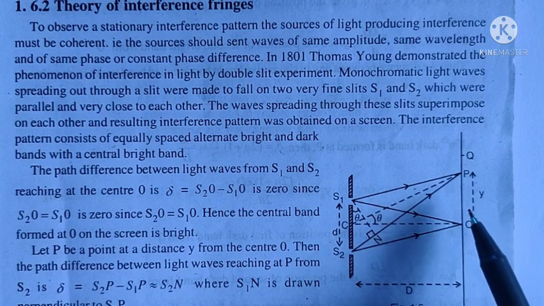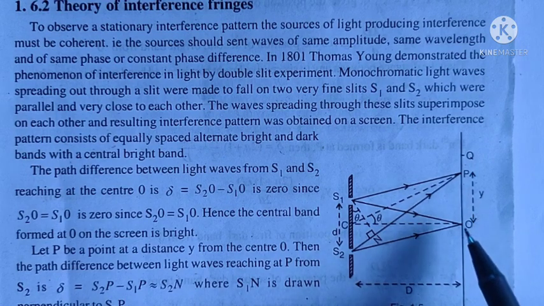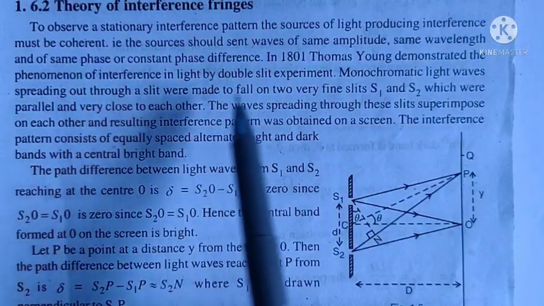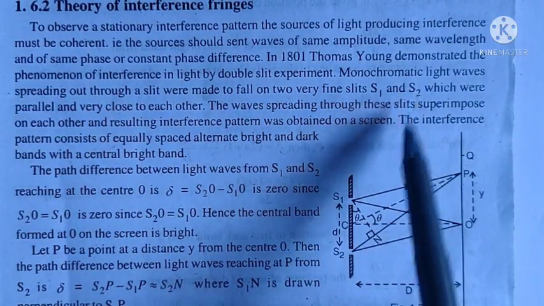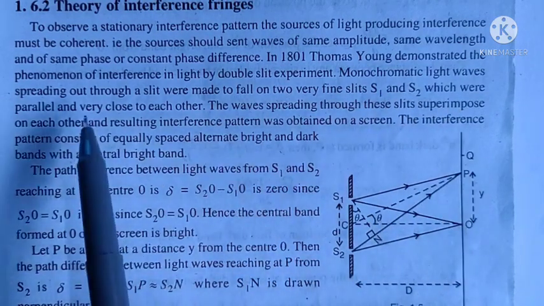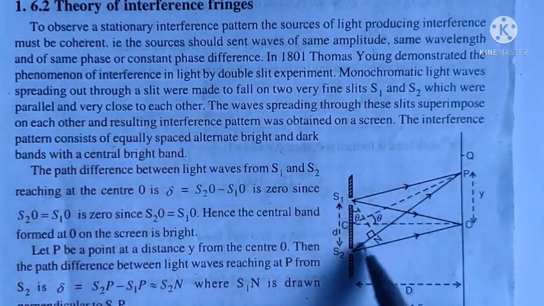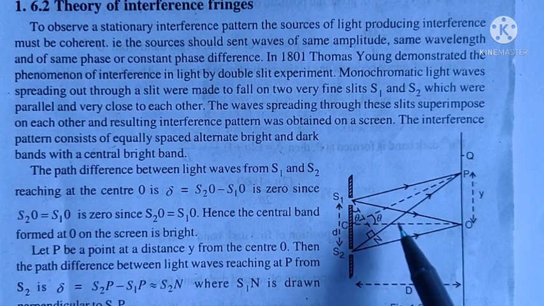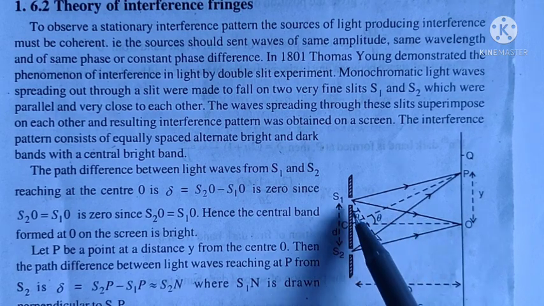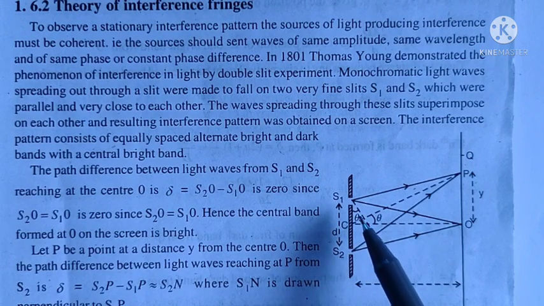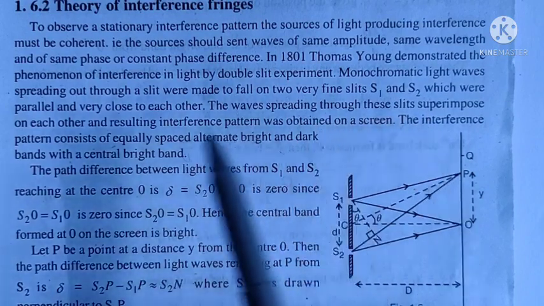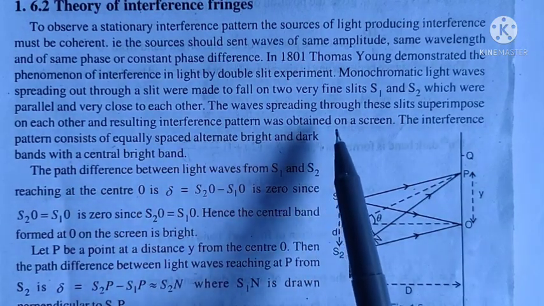So we can check how these bright and dark fringes are produced on this screen. The monochromatic light waves spreading out through a slit were made to fall on two very fine slits, S1 and S2, which were parallel and very close to each other. So these rays are almost parallel, though this figure is drawn like this. This is an enlarged or exaggerated figure. These rays are almost parallel because the slits are very close to each other, so there is not much difference in the path of these light waves. The waves spreading out from these slits superimpose on each other, and the resulting interference was obtained on a screen.